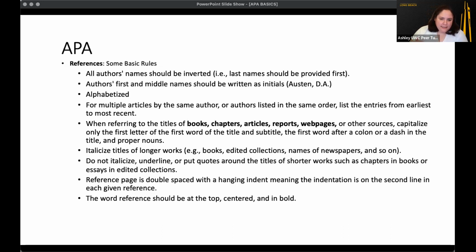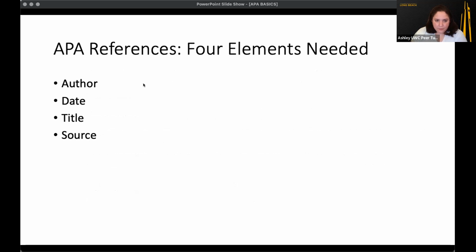The reference page is double spaced with a hanging indent, on the second line of each reference. Again, we'll look at an example in a bit. And the word References should be at the top, centered, and bolded. So the four elements that you need are the author, date, title, and the source.